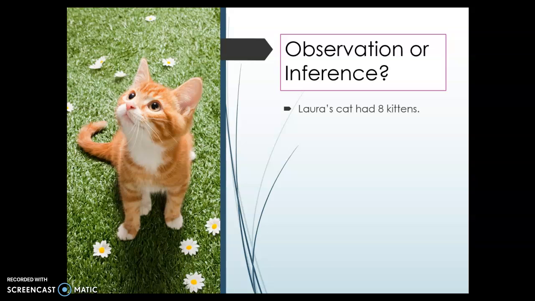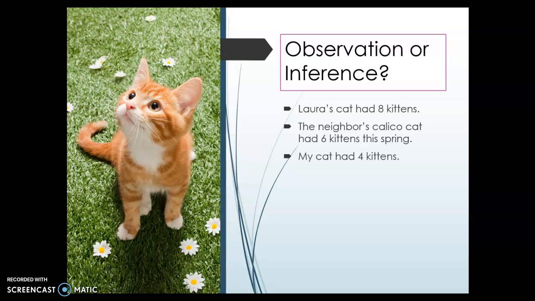That's something that Laura saw with her own eyes. She probably touched all 8 of the kittens as well. So she's experienced that with her 5 senses. What about this one? The neighbor's calico cat had 6 kittens this spring. Again, that's an observation. You probably know that your neighbor's cat had 6 kittens because you saw them with your eyes and maybe you held them and you experienced that with your senses that way.